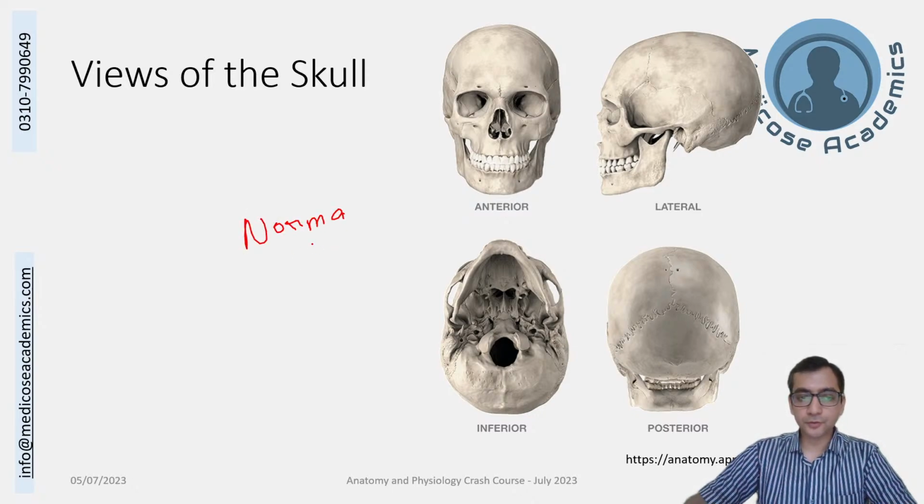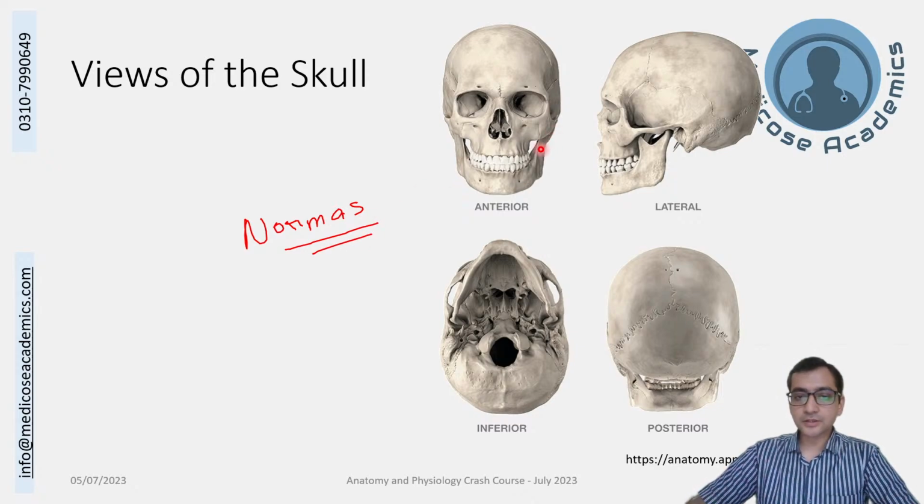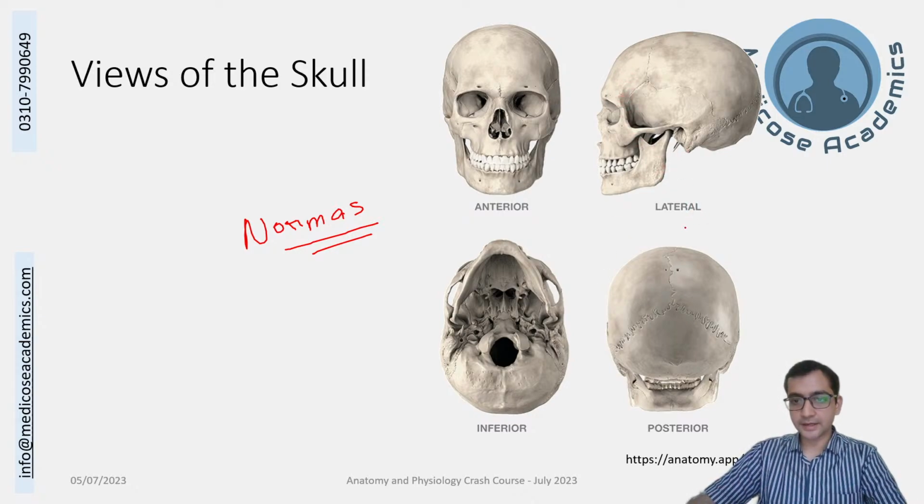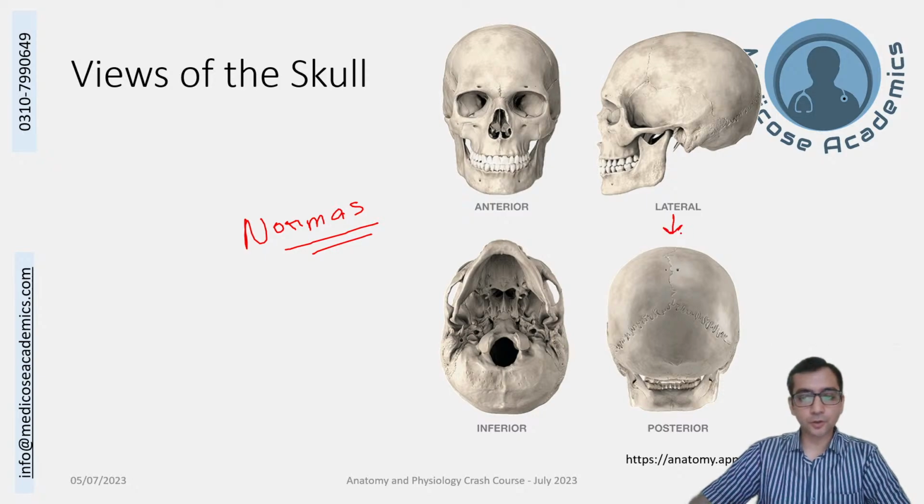Most of you, a lot of you, are reading BD Chaurasia, so the language that is used is Norma Frontalis when you are looking from the front, Norma Lateralis when you are looking from the side, Norma Occipitalis when you are looking from the back, Norma Basalis when you are looking from the base, and Norma Verticalis, not shown in this current slide, when you look from the top. You see the different views of the skull.